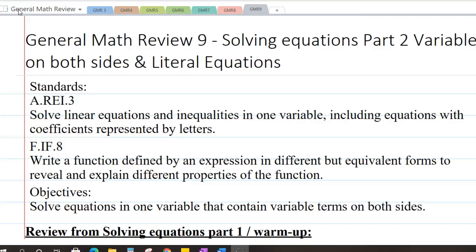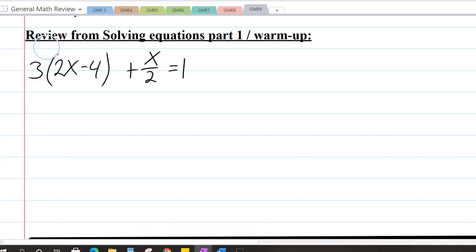This is Solving Equations Part 2 with the variable on both sides. Let's start with a review from Solving Equations Part 1, or we can call this a warm-up. I need to do two things to begin with. I need to get rid of the fraction, and I need to distribute. To make life easier, I'm going to start by distributing.